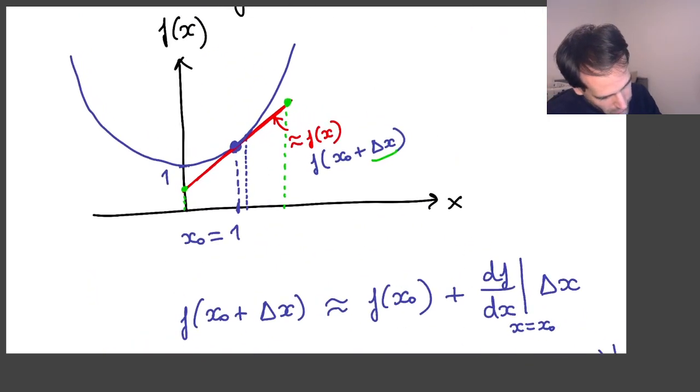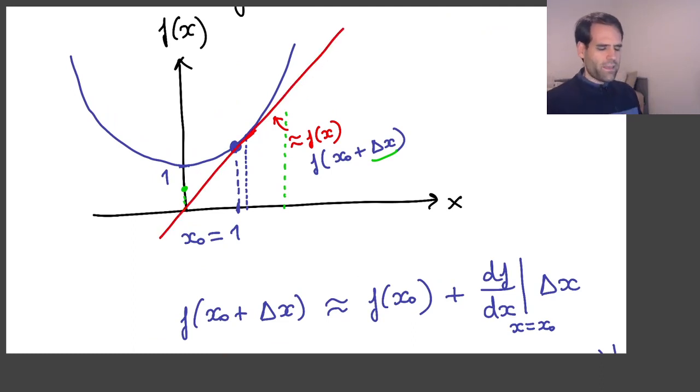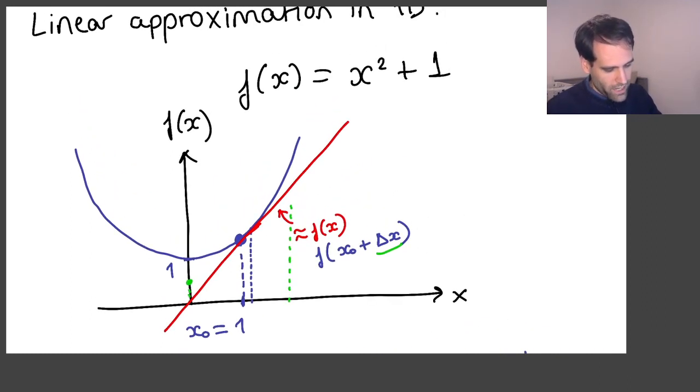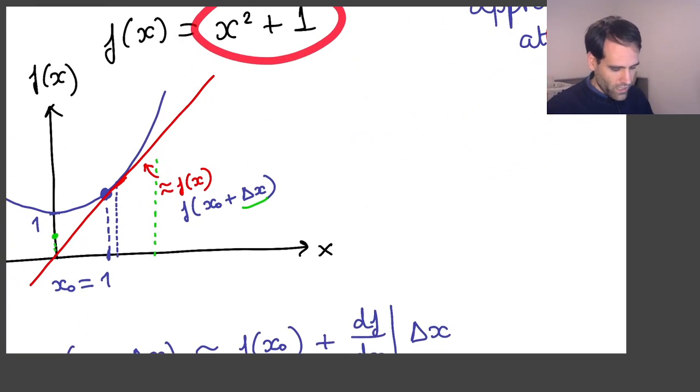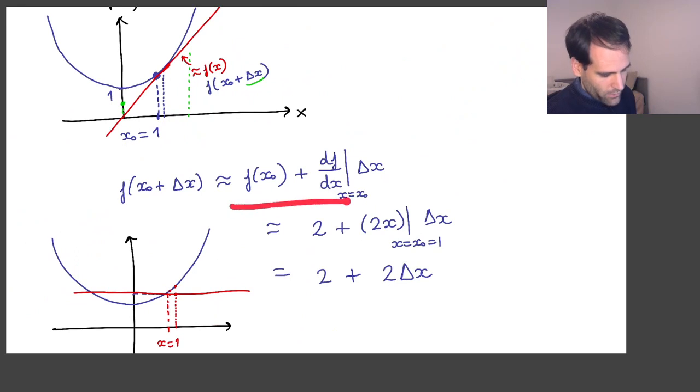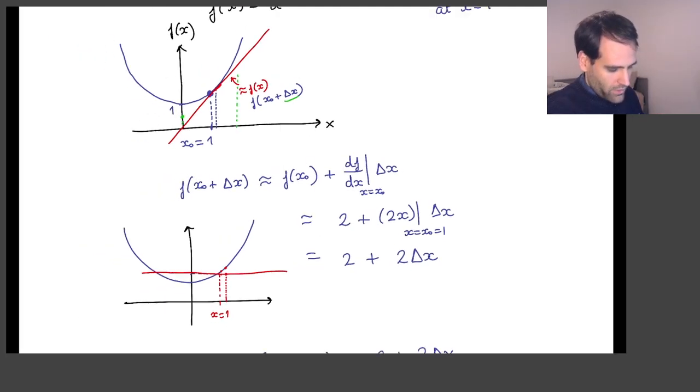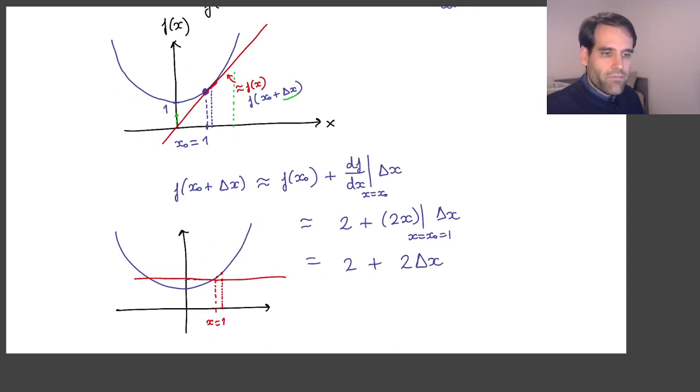So actually I drew it wrong. If I had drawn it accurately, this line would have crossed the origin. Okay? And this is the best linear approximation to this function, x squared plus 1, at the point x0 equals 1. And the way we found it was by using the Taylor expansion up to the first order. Okay? So this is the case for one-dimensional functions. In the next video, I'm going to apply these same concepts, but in the general n-dimensional case.